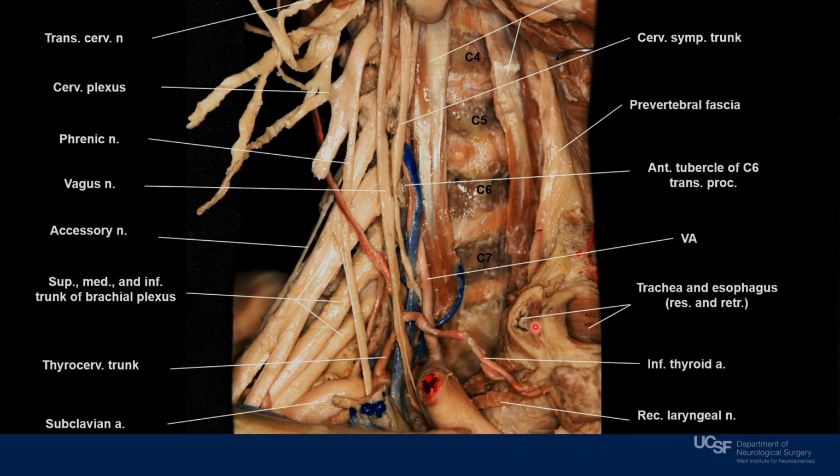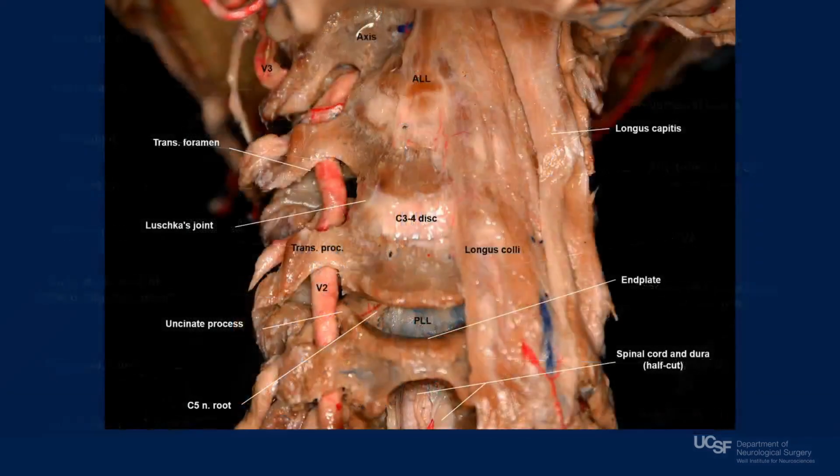We see the trachea, and we see the esophagus and trachea, and also we see the recurrent laryngeal nerve, bodies, and intervertebral disc of C4, C5 to C7, and even T1. An anterior view of the craniocervical junction and also part of the subaxial region.